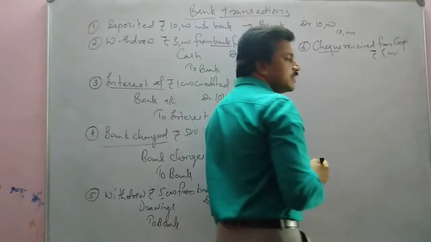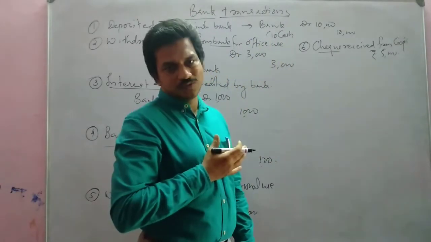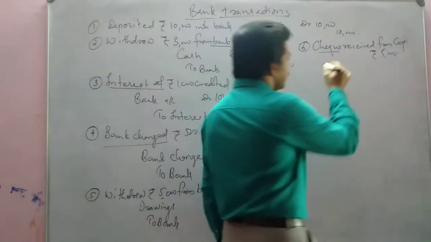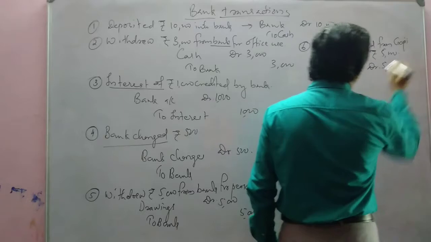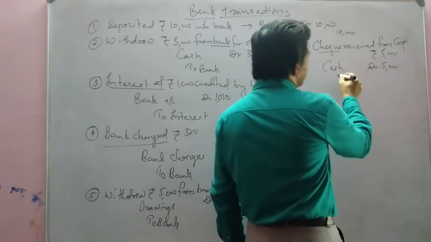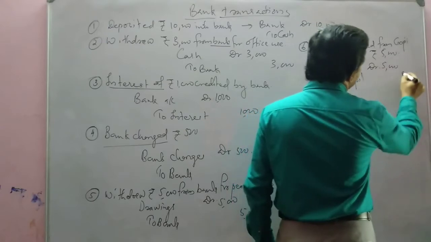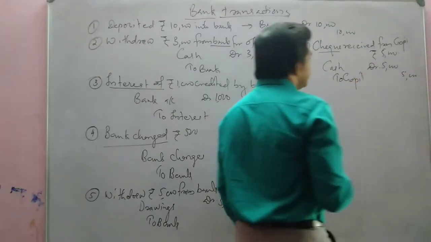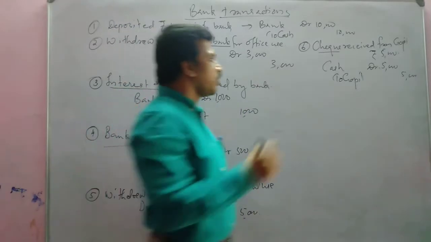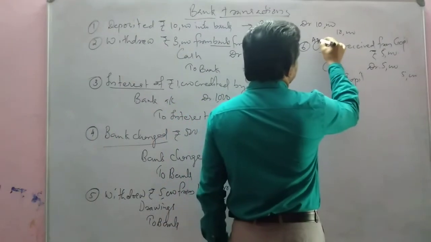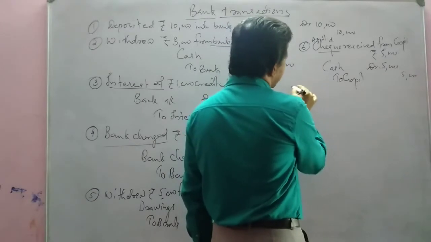So what can be written? We received cash from Gopi. So if cash is received, cash can be debited. Cash debtor. How much? 5,000. Then to Gopi. Gopi is the giver. So Gopi will be written as credit. Suppose this check is received on April 4.